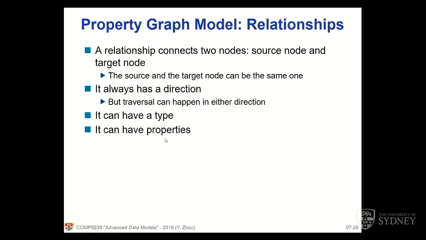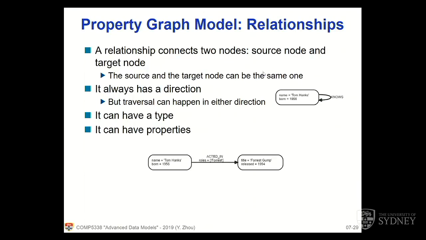And it can have a type, doing a similar thing as the label, grouping similar relationships together. And it can also have properties like this. A relationship can be on the same node, or like this, from this to this: a person acted in a movie. There is the source node and target node, that's the property, and that's the type.